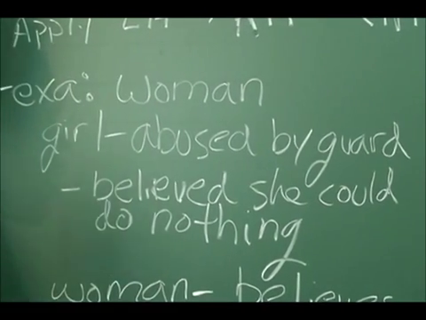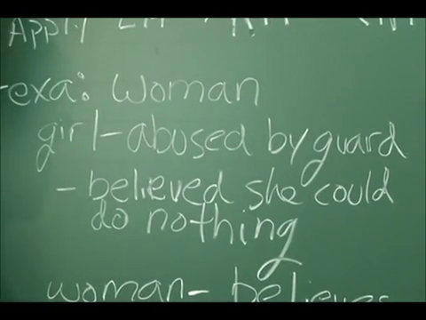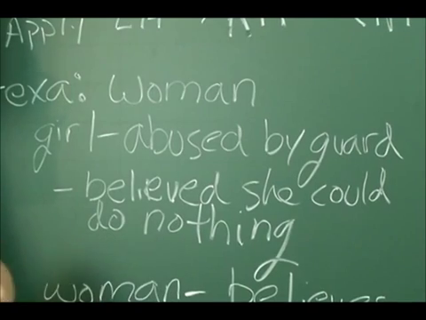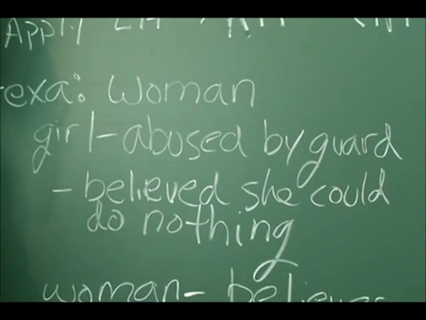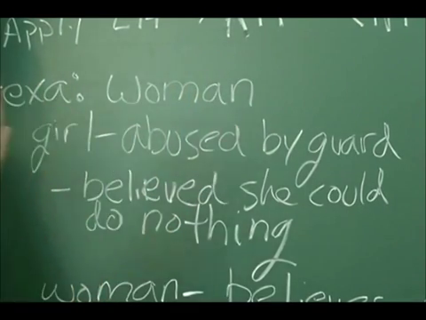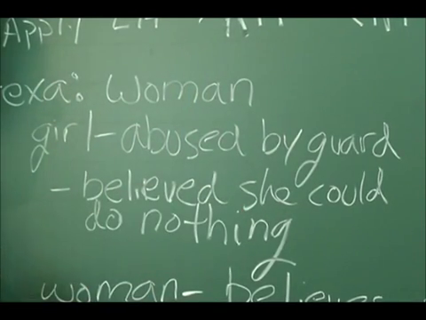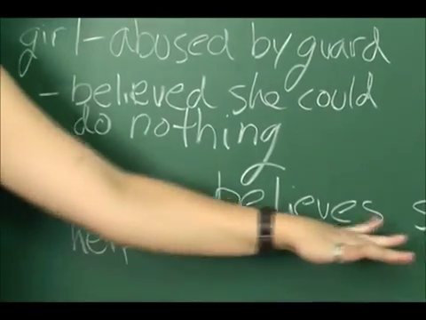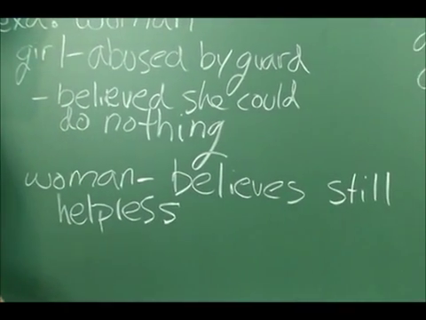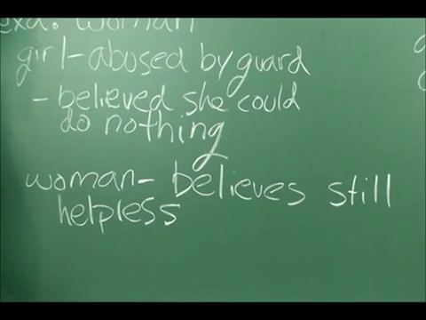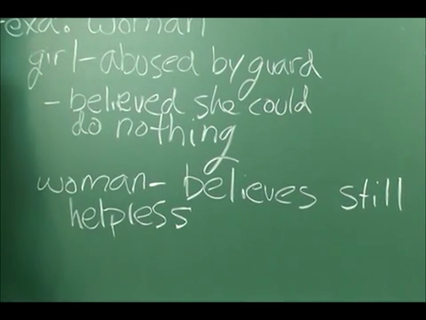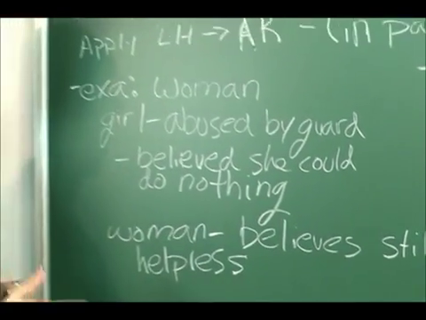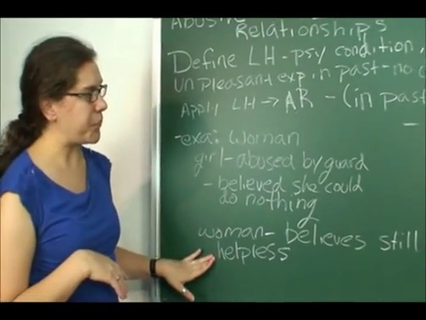And as a child, she could not stop this. She just couldn't because she was young and smaller. So she learned to believe that she could do nothing to stop it. And she took this belief and she carried it with her to adulthood, meaning when she was an adult, she still believed that she could do nothing to stop it. So as a woman, she believes she is still helpless, so she finds herself in another abusive relationship when she should be able to at least escape. Even if she can't stop the abuse, she could at least escape. So she believes she is still helpless.